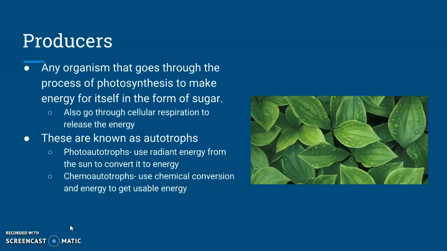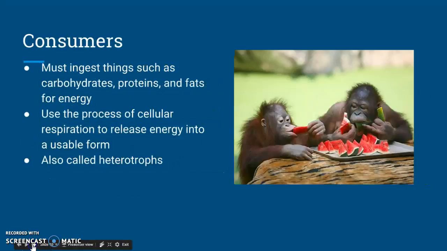There are 2 types of autotrophs. There are photoautotrophs and chemoautotrophs. The photoautotrophs use the sun's energy and convert it into usable chemical energy. Chemoautotrophs use a chemical conversion to get their usable energy. So, the big difference, usually the photoautotrophs are on the surface of the land, and chemoautotrophs are somewhere where they can't get sun. So it's an adaptation through evolution to help them survive.